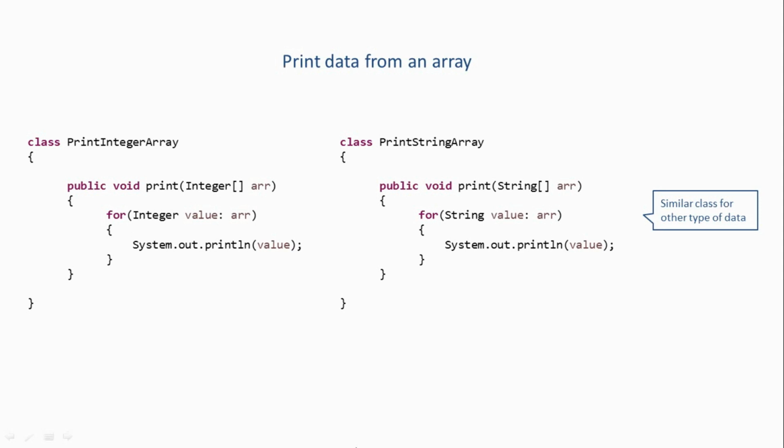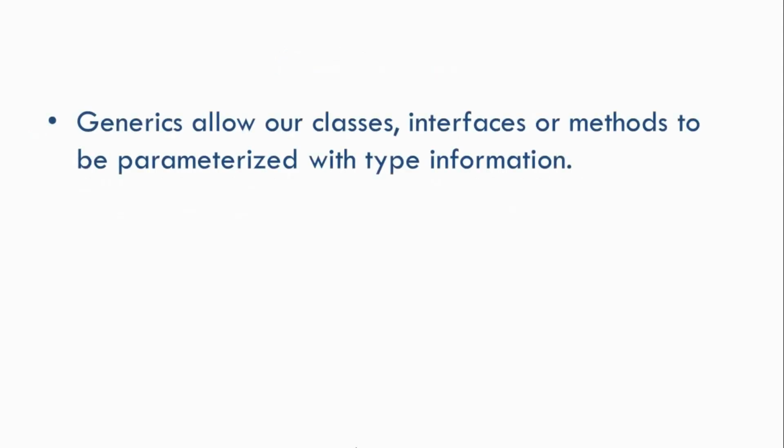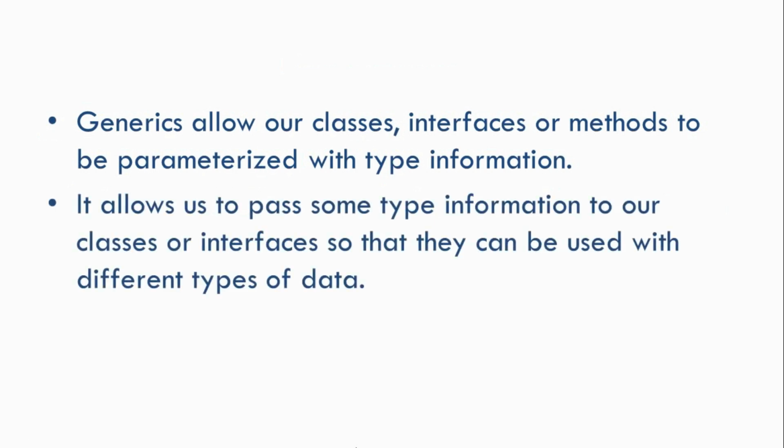So just think if we could just write the class once and it can be used with different types of data. Now to allow such type of functionality, Java introduced the concept of generics. Okay, so generics basically allow our classes, interfaces, or even methods to be parameterized with type information. So it allows us to pass some kind of type information to our classes or interfaces so that they can be used with different types of data. Now, how generics are implemented in Java, that we'll see in the next tutorial.